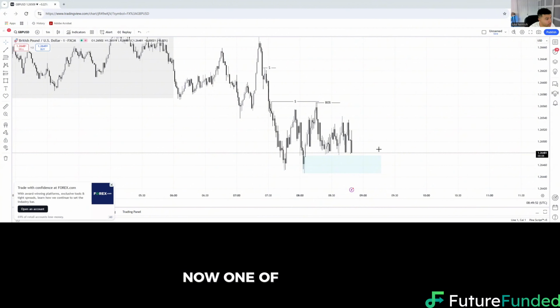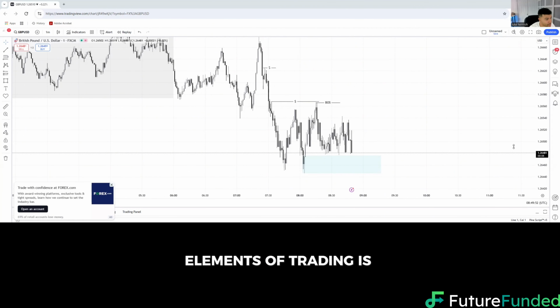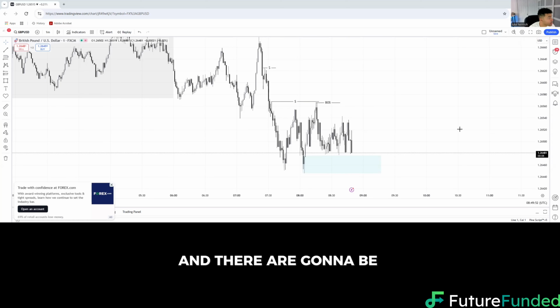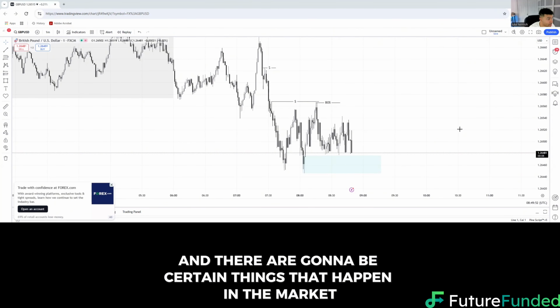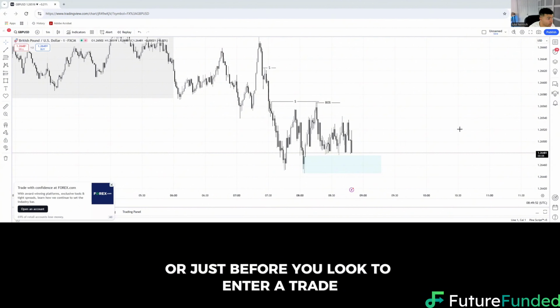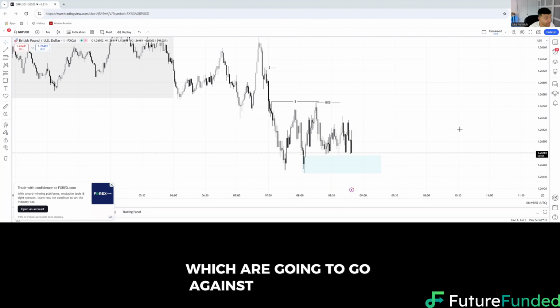Okay, now one of the crucial elements of trading is knowing when to enter the market and when to stay out. And there are going to be certain things that happen in the market just before you enter a trade, or just before you look to enter a trade, which are going to go against your rule set, or are going to showcase themselves as invalid. And this is one of those times.